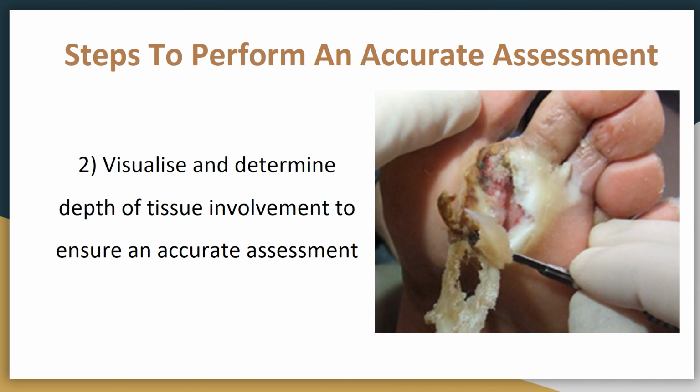Step 2 to performing an accurate assessment involves cleansing the suspected infection site with sterile saline and debriding all non-viable tissue in order to visualize the area effectively. From this, the depth of the tissue involvement can be determined. Vascular supply should always be determined prior to sharp debridement.